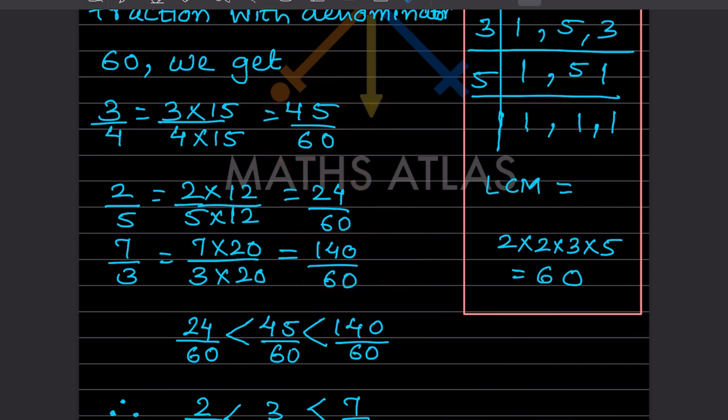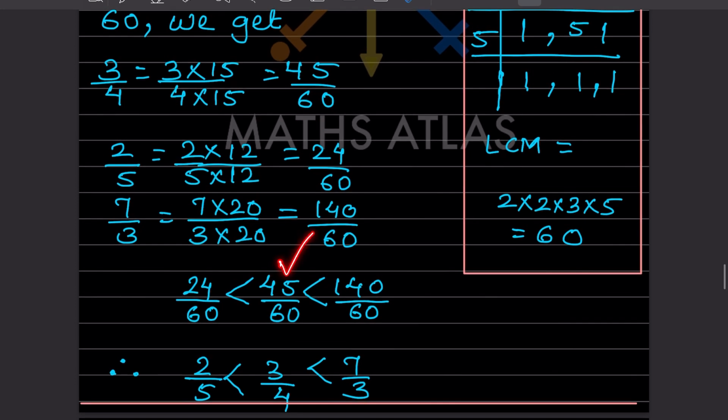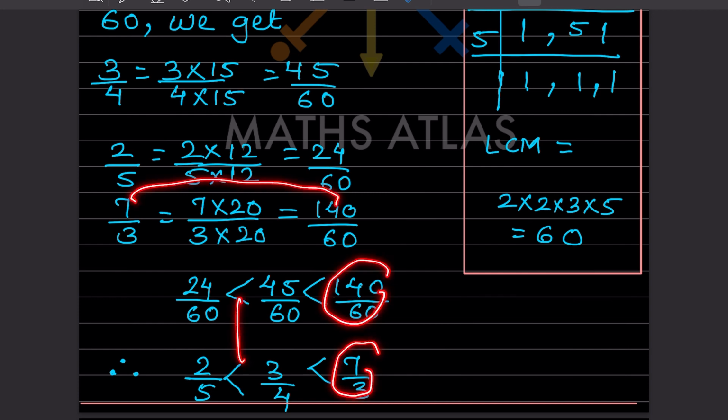Now we are going to come back to the original. 24 by 60 is what? 2 by 5, so you are going to write 2 by 5 here. Then 45 by 60 is what? 3 by 4, so you write 3 by 4 here. And 140 by 60 is 7 by 3, which you are going to write here, and the sign remains the same. So this is the final answer.